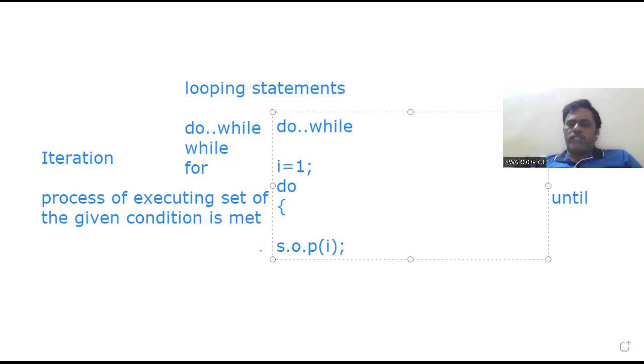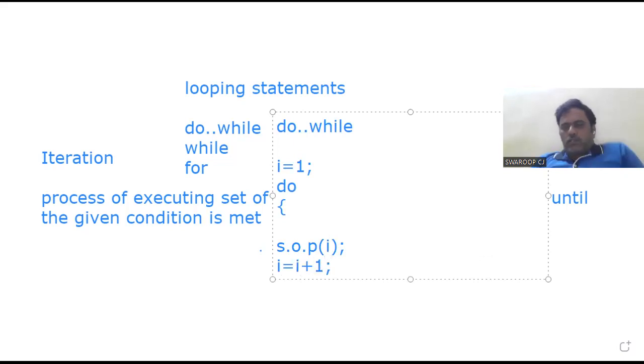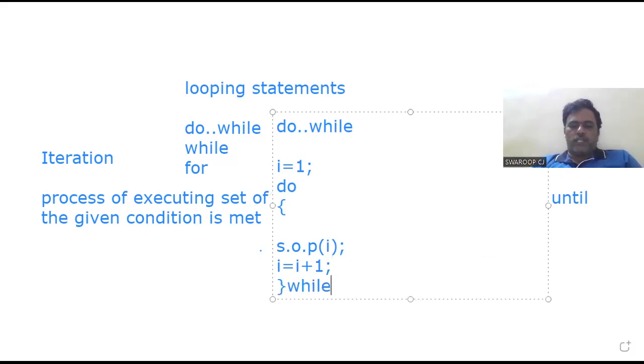So it will display the i value. When i equal to 1, it will display the i value. Next we say i = i + 1. Once the i value is displayed, the i value gets incremented, so 1 will become 2 now. Then I give the condition: while i <= 10. What is the meaning of this? When i equal to 1, it is printed, then increment the i value and check whether the incremented value is less than or equal to 10 or not.